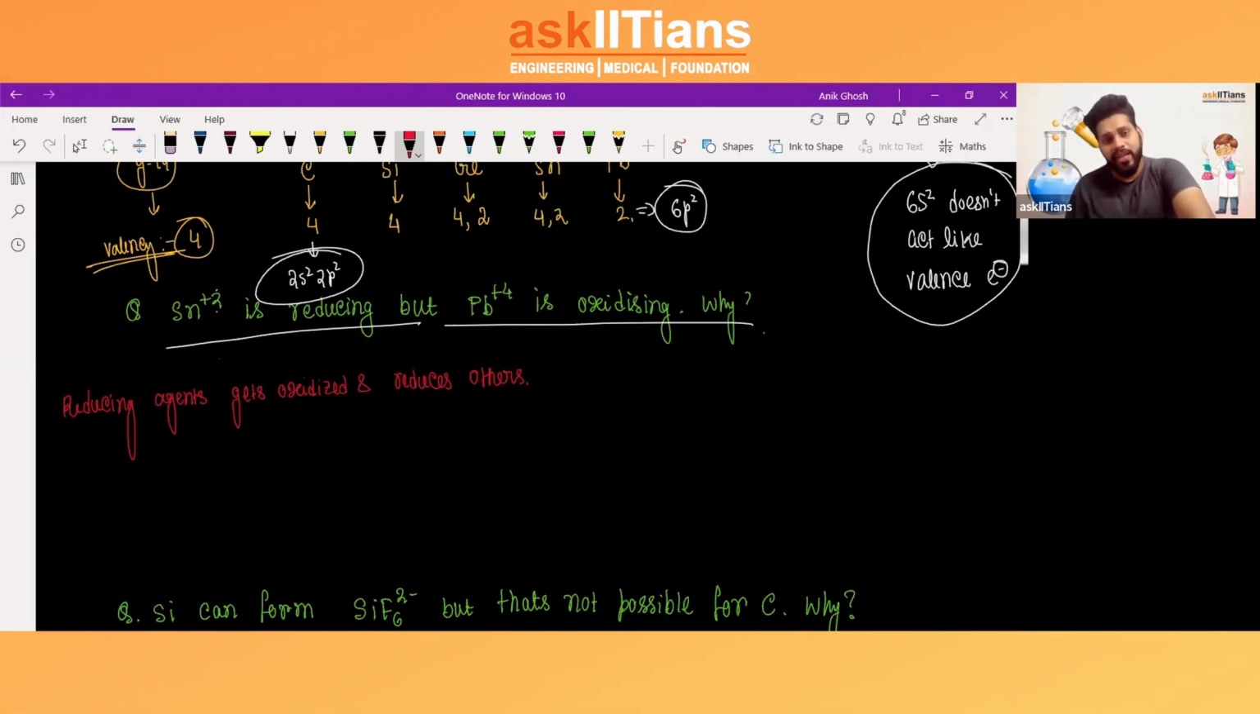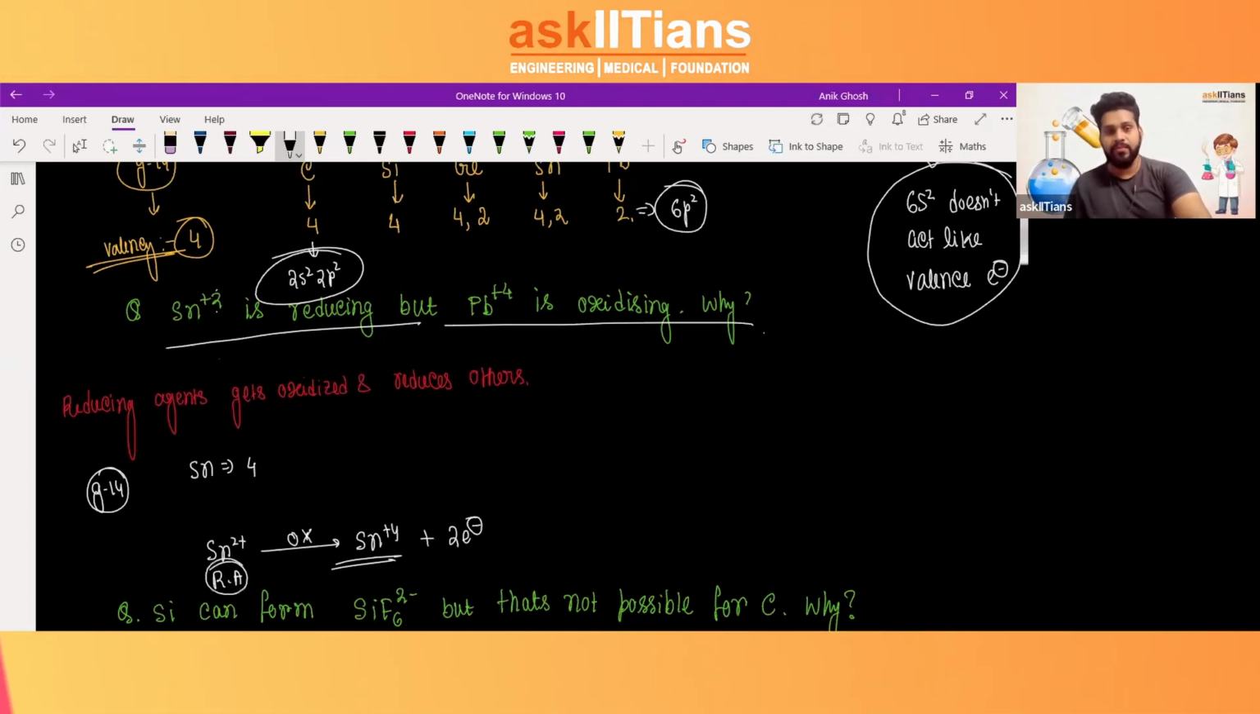As you know, guys, for tin being a group 14 element, the most stable oxidation state should be 4. So if I have Sn2 plus, it would try to convert itself into Sn plus 4. As a result, it would be losing 2 more electrons. That's why Sn plus 2 is a reducing agent. So itself is getting oxidized, so it's a reducing agent.